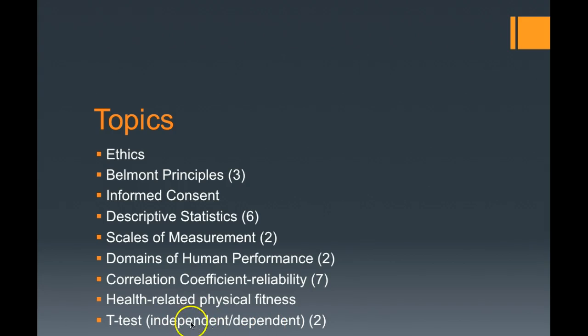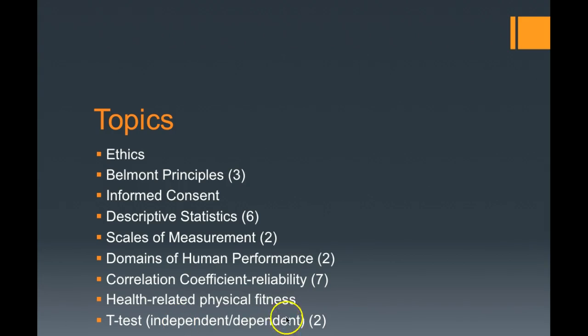So the independent test is meant to be used when you have two separate groups. So let's say you have a control group and an experimental group. You did the VO2 max test on both of them. So you want to compare those two measurements, the control group's and the experimental group's. You run an independent t-test to find a difference in the means of those measurements.